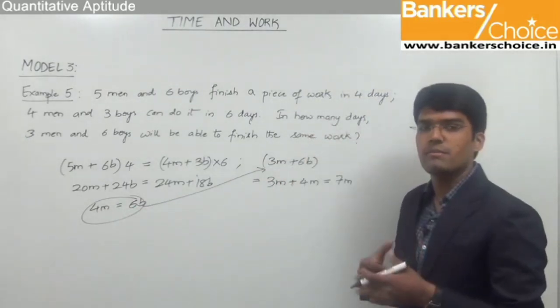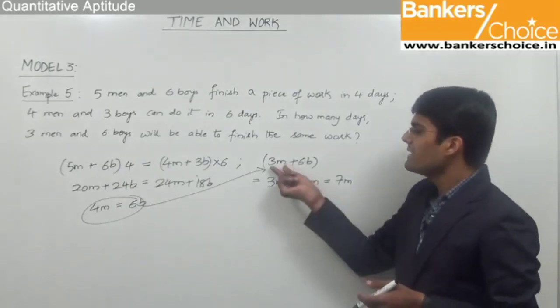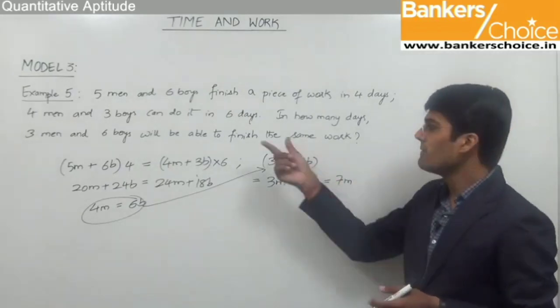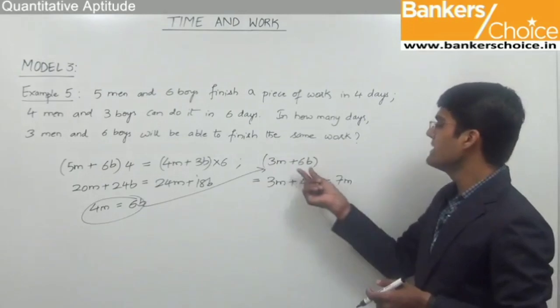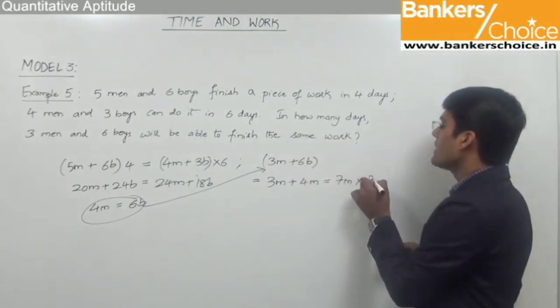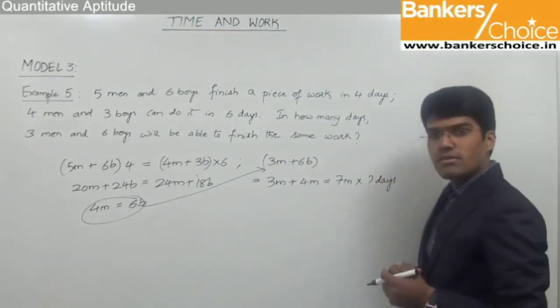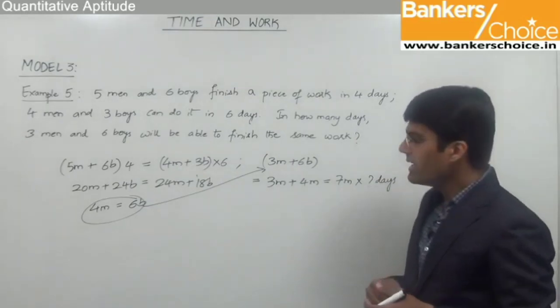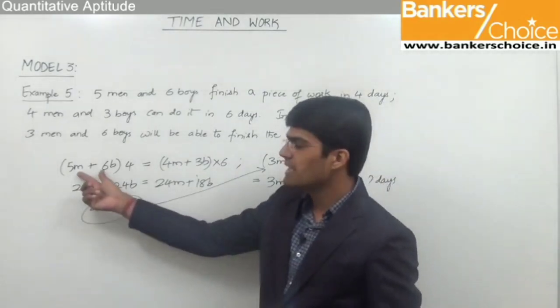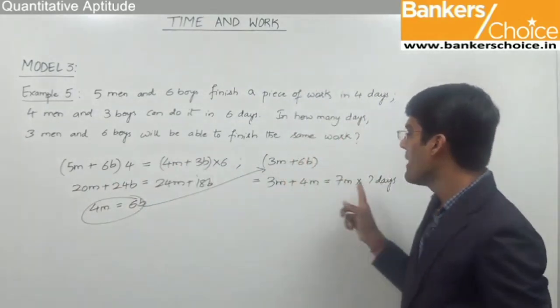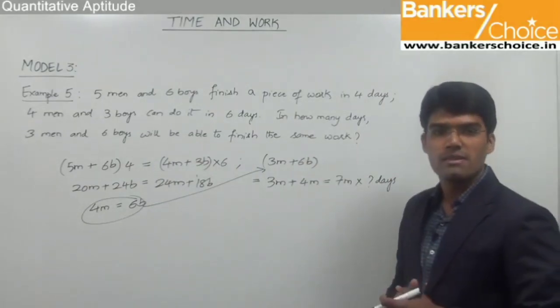So now the question can be read as follows. Instead of saying that 3 men and 6 boys will finish the work in how many days, we can simply say 7 men will do the work in how many days. So let us see how to get the answer here. Again, the same relationship can be used in any of these equations, and that can be balanced with this one to get the number of days required.